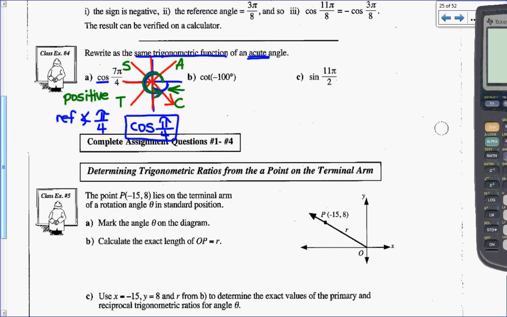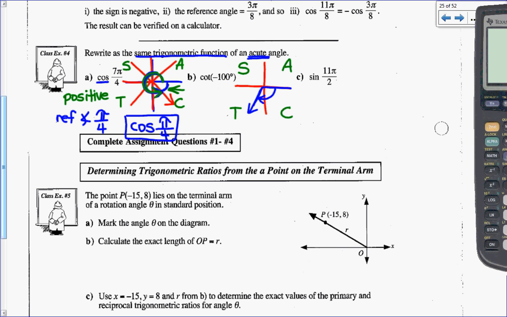Okay, let's try this one. Cotangent of negative 100 degrees. This time I'm measuring in degrees. I know it's going in a negative direction, and it's going to be just past 90, so it's here. It's going this way. Okay, so I have this angle here. And all suckers take chemistry.